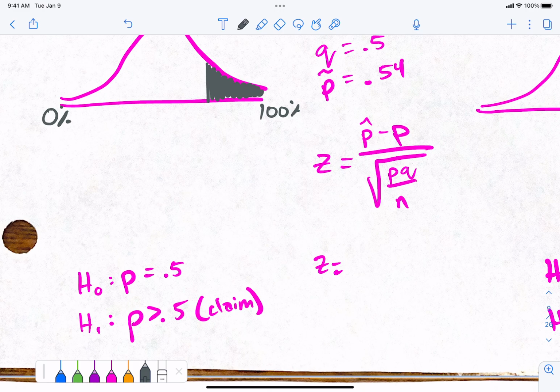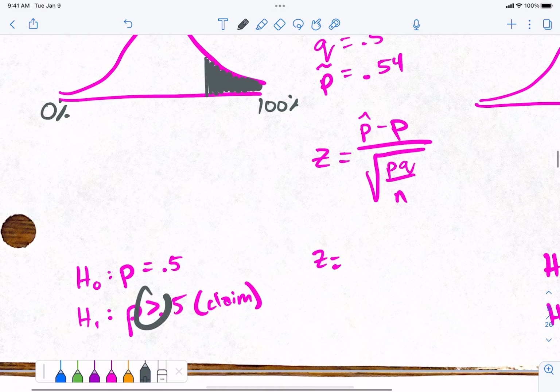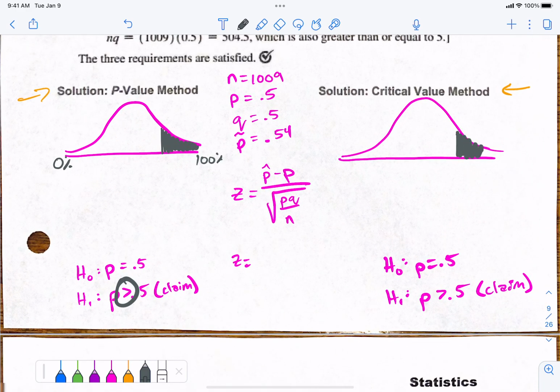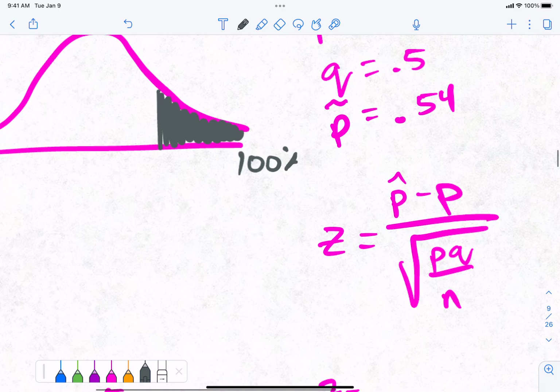What tells you that? Greater than. If it's equal to and not equal to, you're going to have two tails. If it's left-tailed, it's going to be less than. If it's right-tailed, it's going to be a right tail. Got it? Okay, we need to figure out where this percentage is.